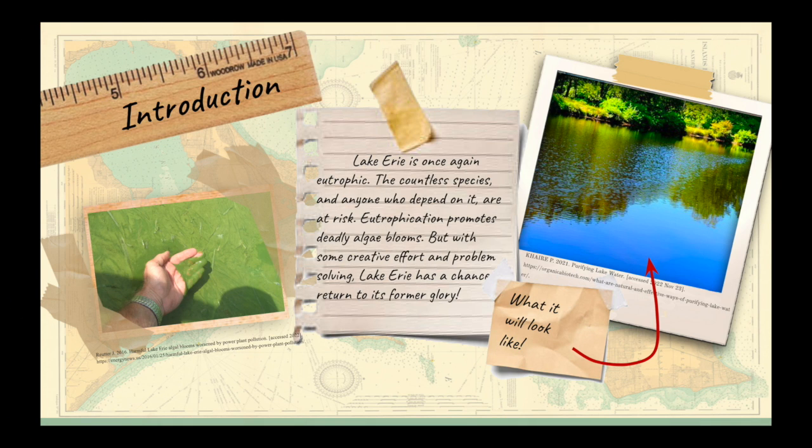The eutrophication of Lake Erie has once again resurfaced and is a serious concern for the countless species in the environment and anyone who depends on it for clean drinking water and habitat. Eutrophication promotes deadly algae blooms, an unnatural phenomenon which threatens the biodiversity and health of the lake.